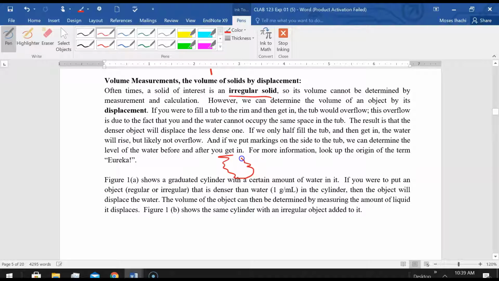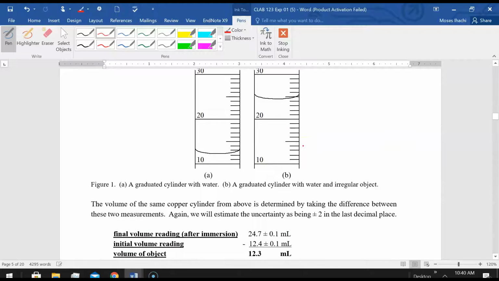What if it's a piece of rock or a piece of used chalk? How do you get the volume of such? So one would rather use displacement because the ruler will not help you, whereby you will take your graduated cylinder, and then drop your solid in there. Drop your solid in the graduated cylinder.